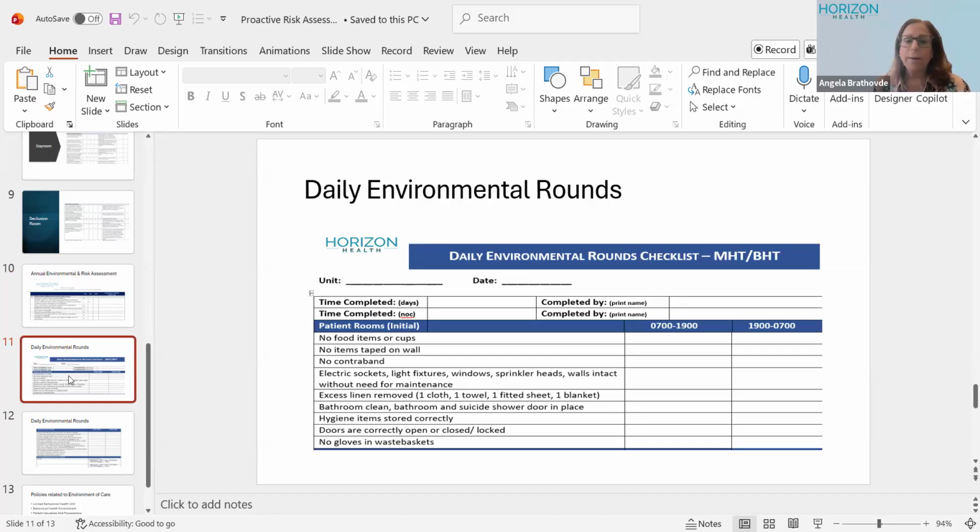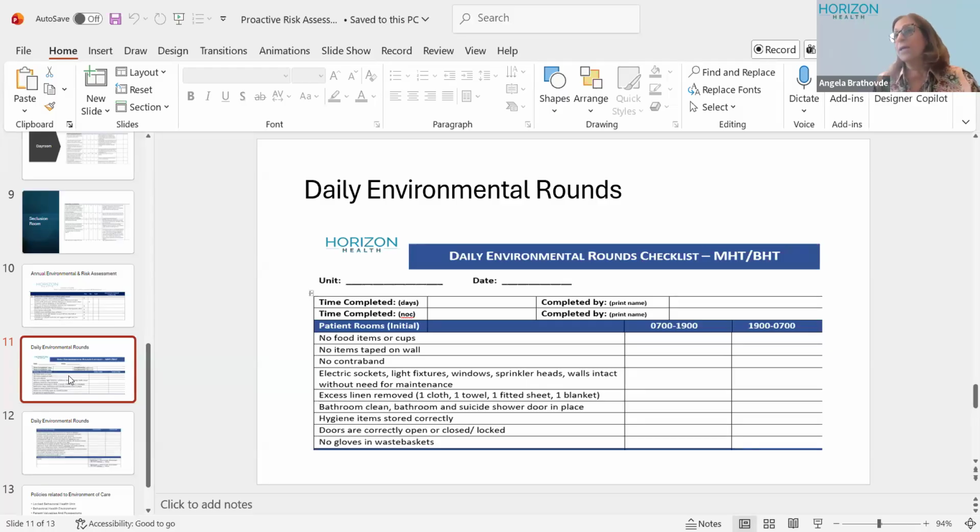But this is a little more formal, and we would want everyone to go in every patient's room to check to make sure there's no food items or cups. There's nothing taped to the walls. That's a Joint Commission issue. We don't want to see tape. Whether notices are laminated or put in page protectors with double-sided tape, that's better, but we don't want to see items taped to the wall. No contraband in the room. So if someone was allowed something, it needs to be returned, and we need to make sure. So rounding should be done in the morning within 2 hours of the shift starting.